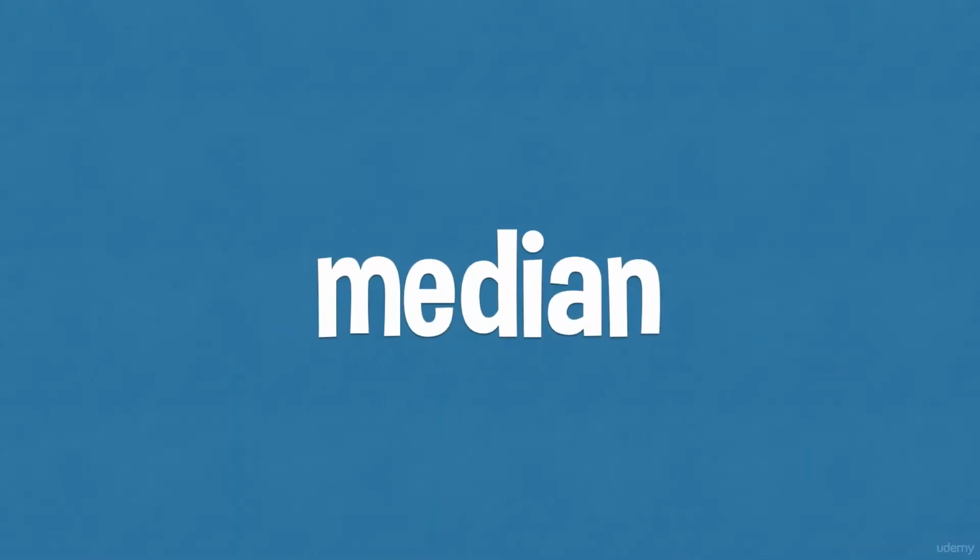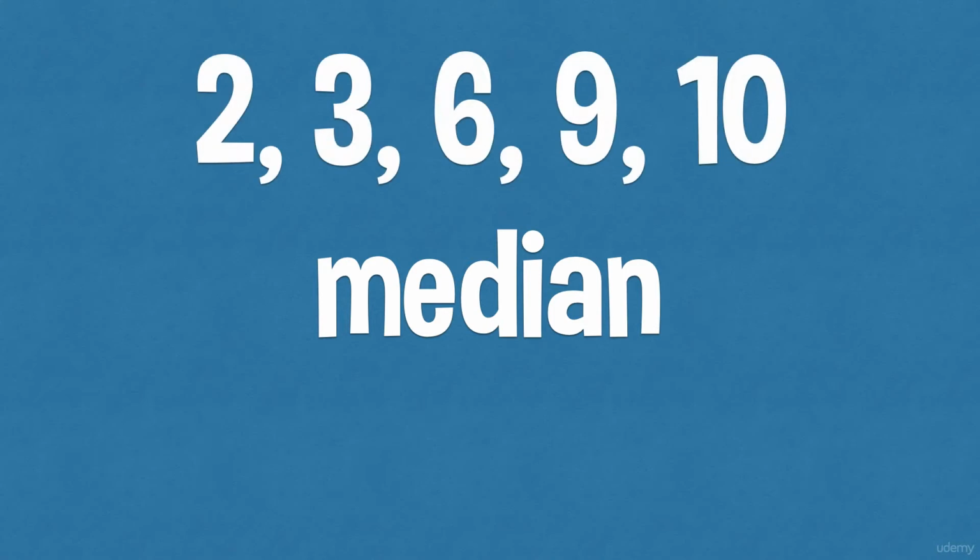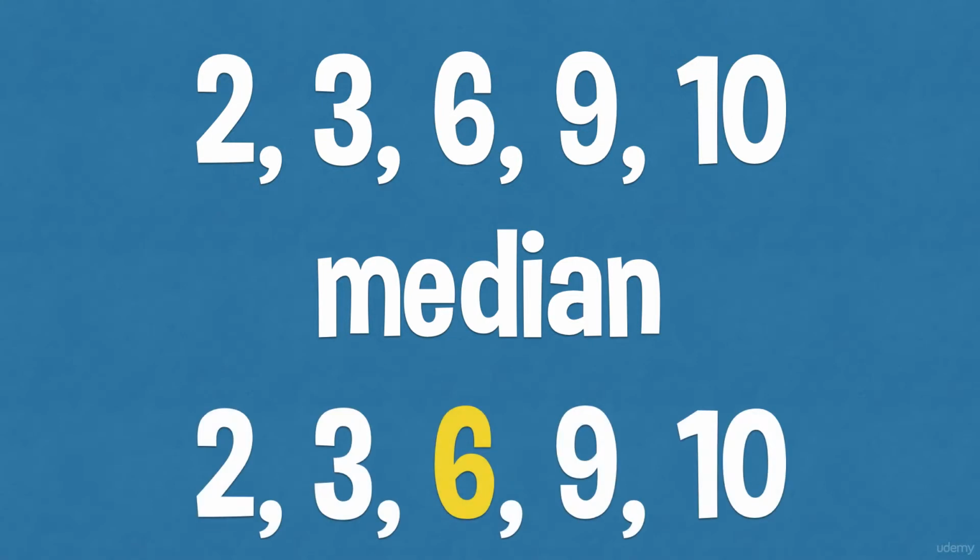And your next word is median. Median. The median value of a set of numbers is the middle number when they are arranged in order. So, if you have the numbers 2, 3, 6, 9, and 10, the median is 6. It's the middle in a range of numbers which is in order.